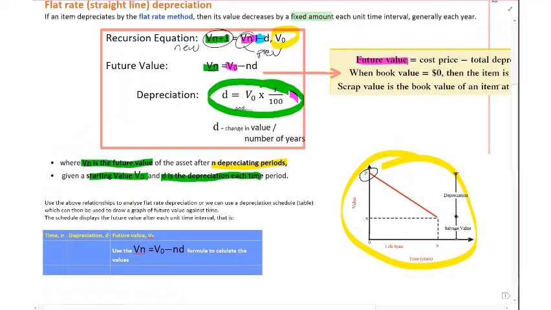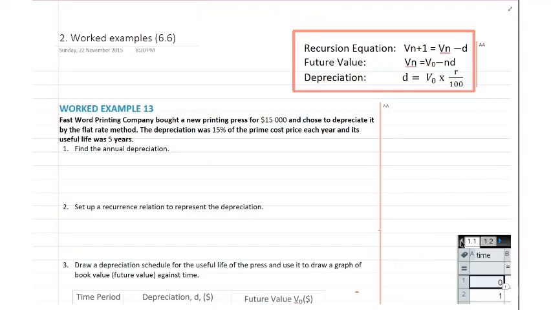Okay, so we're going to do a couple of worked examples. We've got our equations here. We've got our recursion equation highlighted for you, the future value again, and how we calculate the depreciation. So we need to find the annual depreciation. Let's have a look at the equation.